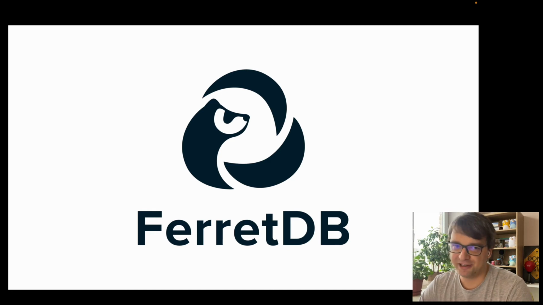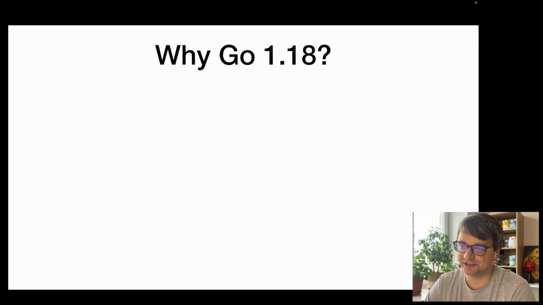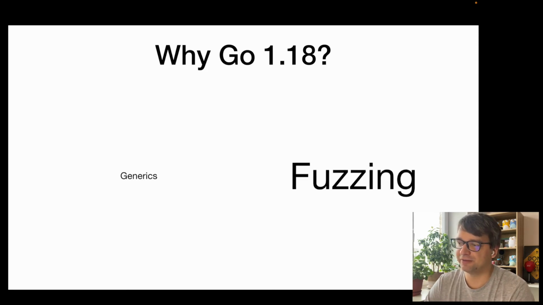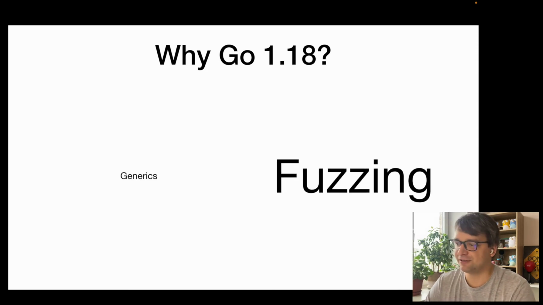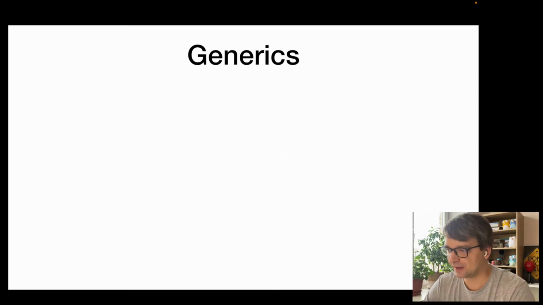So from the very beginning, we started using 1.18, and you may wonder why, because that version is not released yet. And of course, you already know the answer. The two biggest features were generics and fuzzing. And if I show you the relative size of these features, that would be something like that. So we use fuzzing much more than generics currently. But let's talk about generics first. You're probably more interested in that.